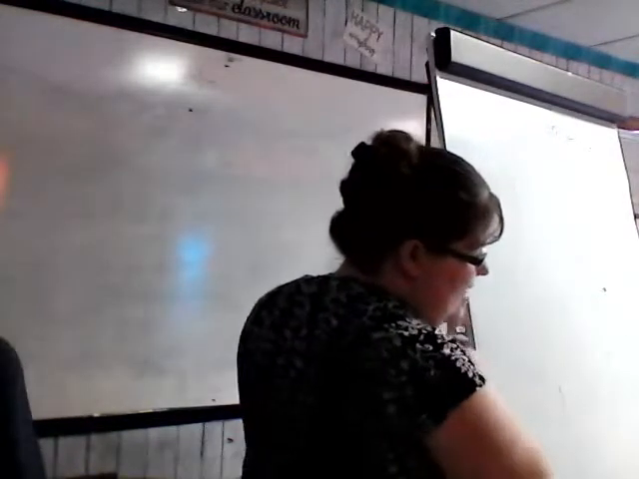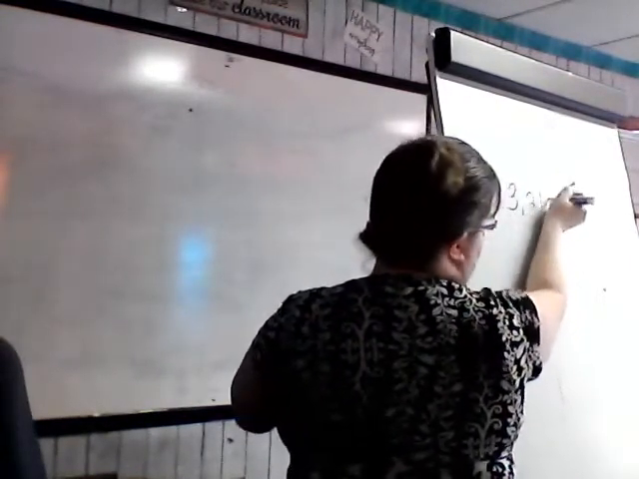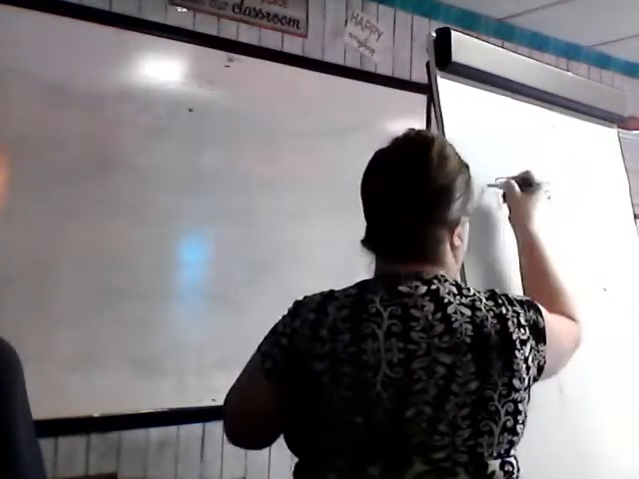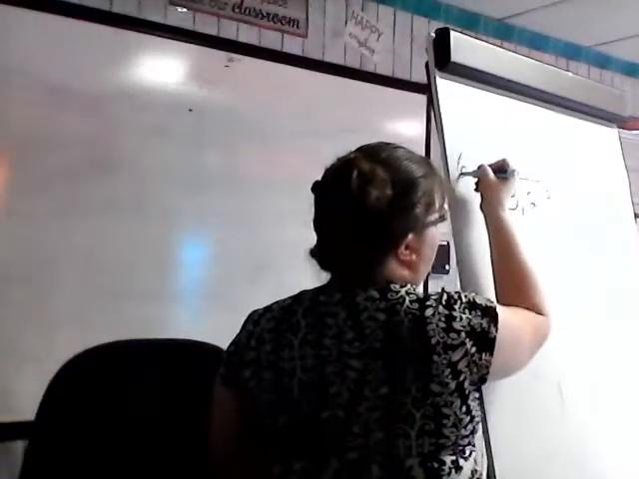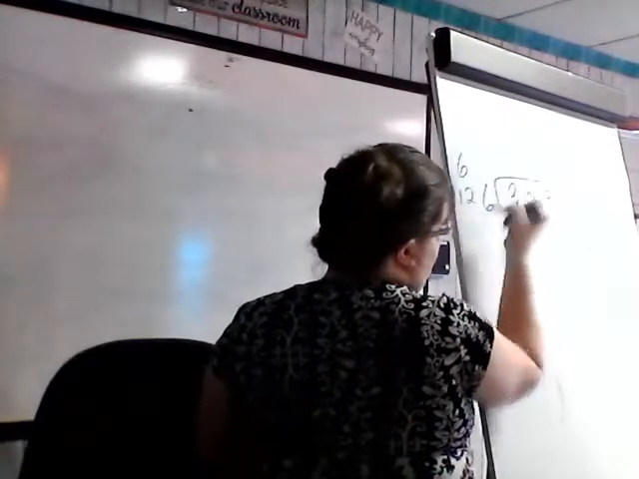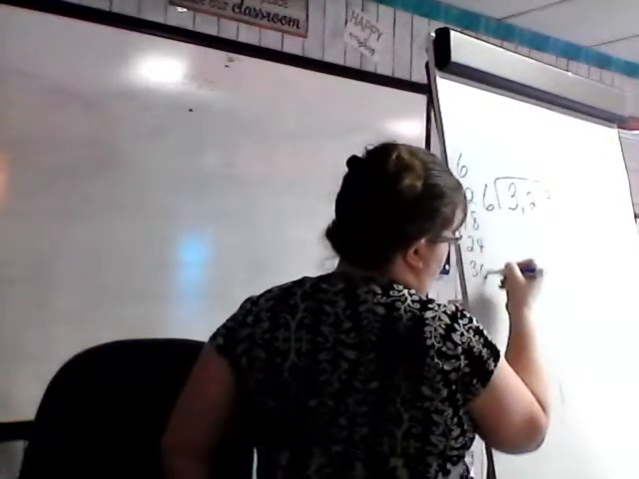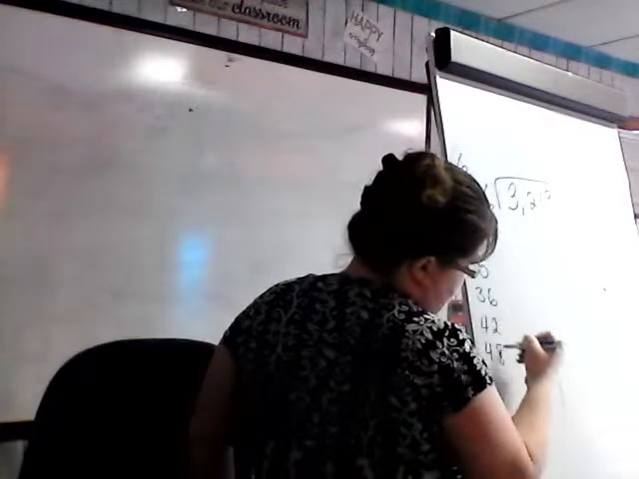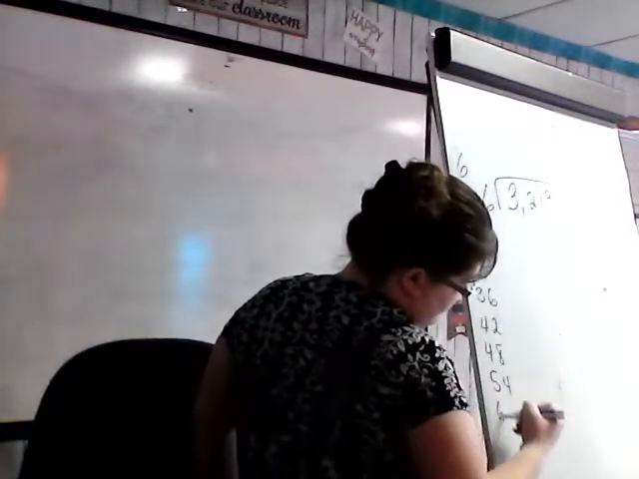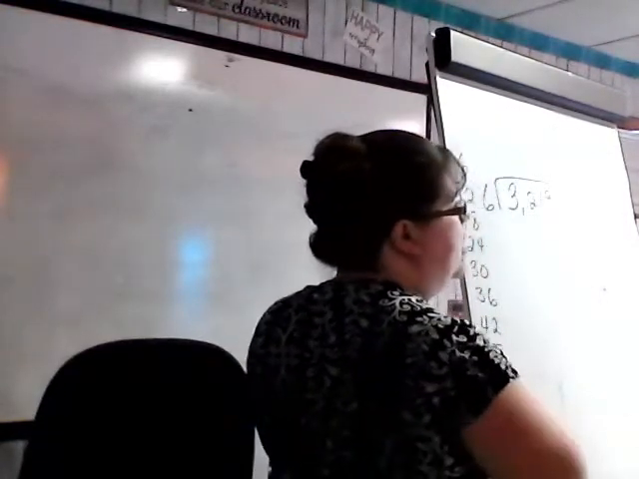So let's look at number 3 on the back. 3,219 divided by 6. Let's write my 6th family, or say it with me as I'm saying it. Ready? 6, 12, 18, 24, 30, 36, 42, 48, 54, 60.